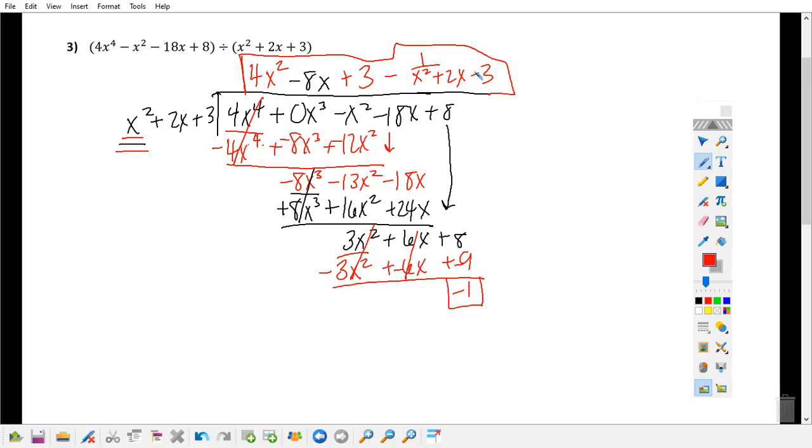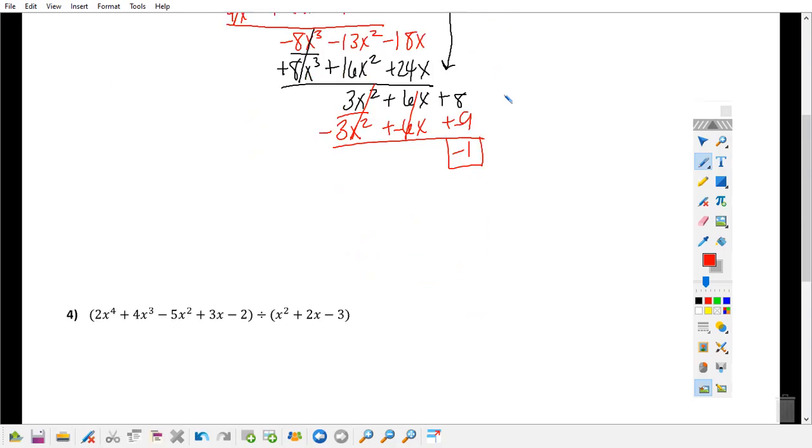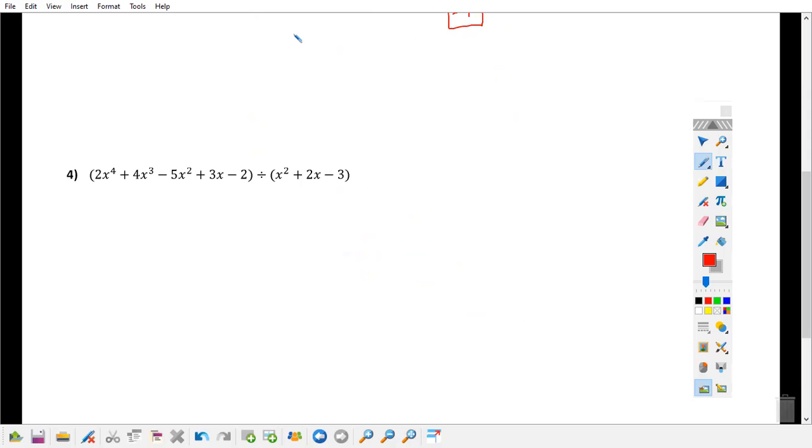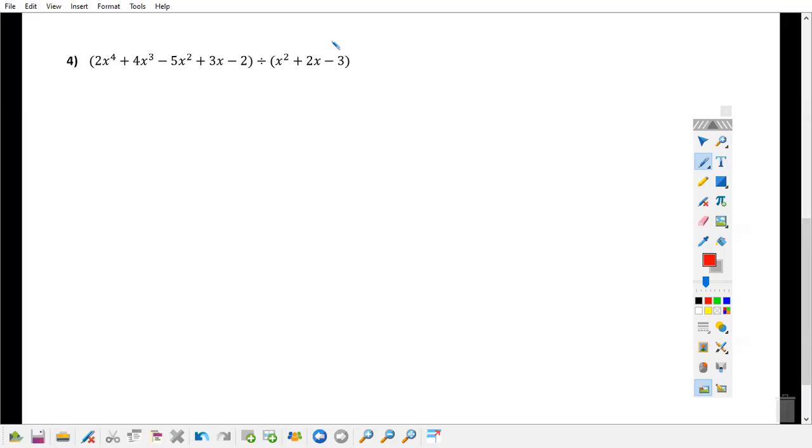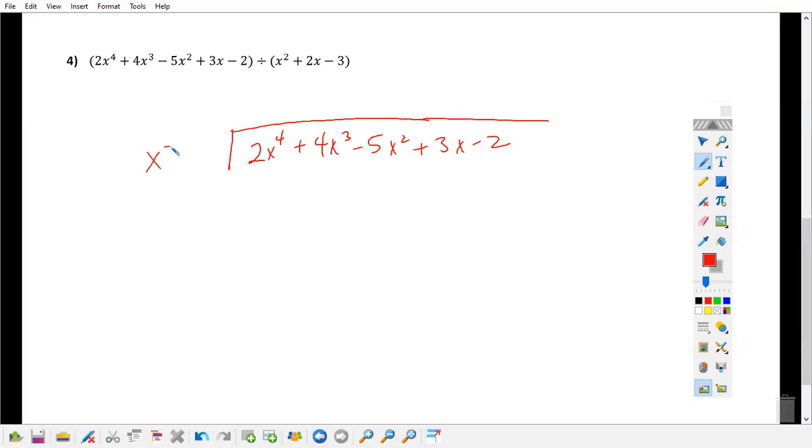All right, here's your turn to show off. I'm going to stop talking and you're going to go. I'm sure y'all are geniuses, so let's see what you did. Did we need to use any fillers? Nope, we didn't. So you had 2x to the fourth plus 4x to the third minus 5x squared plus 3x minus 2 divided by x squared plus 2x minus 3.